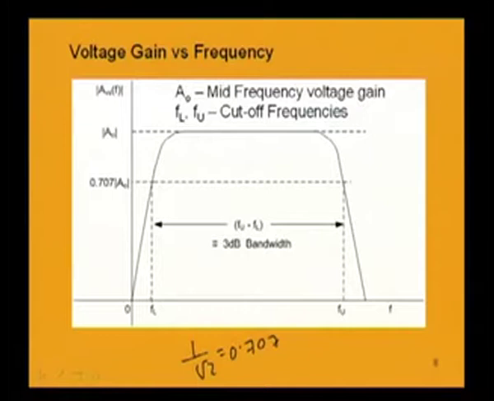Basically one is the lower cutoff frequency, one is the upper cutoff frequency. That is, the lower cutoff frequency is the cutoff frequency in the low frequency region, and the upper cutoff frequency is the cutoff frequency in the higher frequency region. Now what is the significance of this 0.707 or 1 by root 2 times?